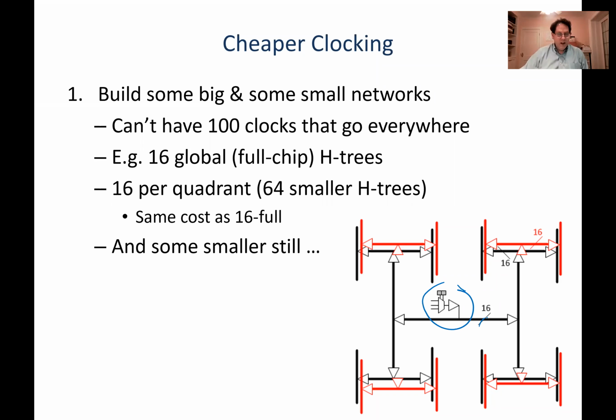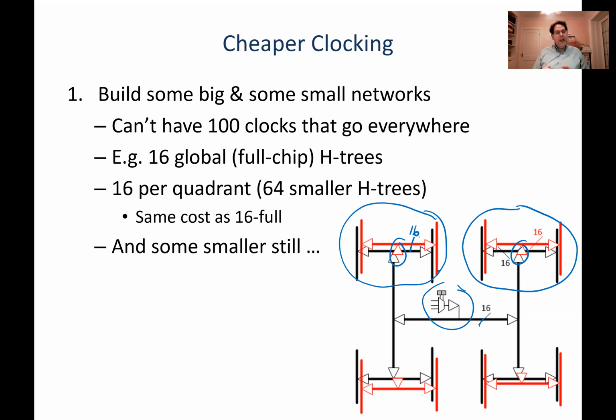So what are we going to do to get to 100 clocks? Well, we can build some smaller H trees. What I've shown here is these red ones are also H trees, but their drive point is in the middle of a quadrant, and they only cover a quadrant. Now, the nice thing is I could build 16 of these H trees that cover a quadrant, and essentially the cost of that in wiring and buffers is the same as building 16 H trees that cover the whole chip. So I can get not 16, but 64 of these quadrant clocks for the cost of 16 full chip H trees. So again, it's a common technique as well.